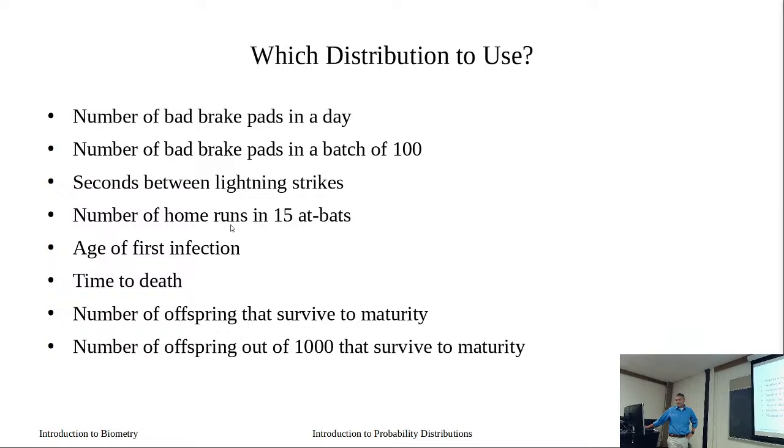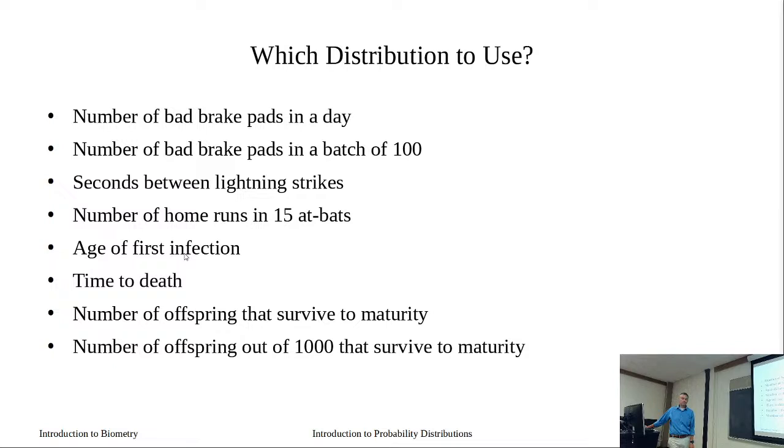Number of home runs in 15 at bats. Binomial. Our out-of number is 15. If we change that to a Poisson, it would be number of home runs in a year, because we don't really know how many at bats they've had. We don't have an out-of number of at bats. That would be the equivalent of saying in a day, in a year, in a season, maybe in a career, and so forth.